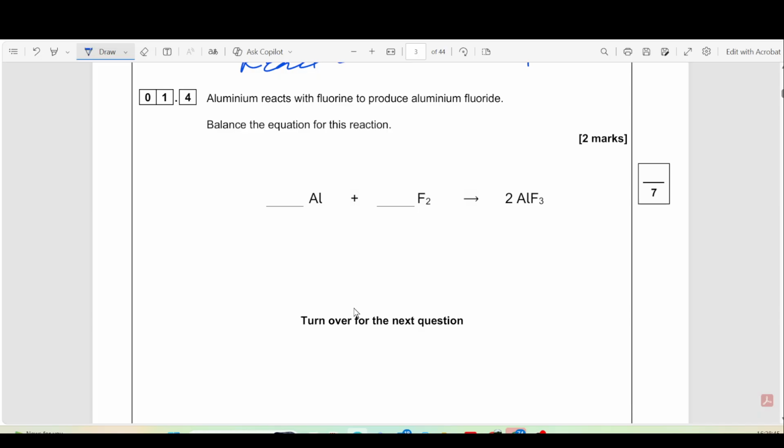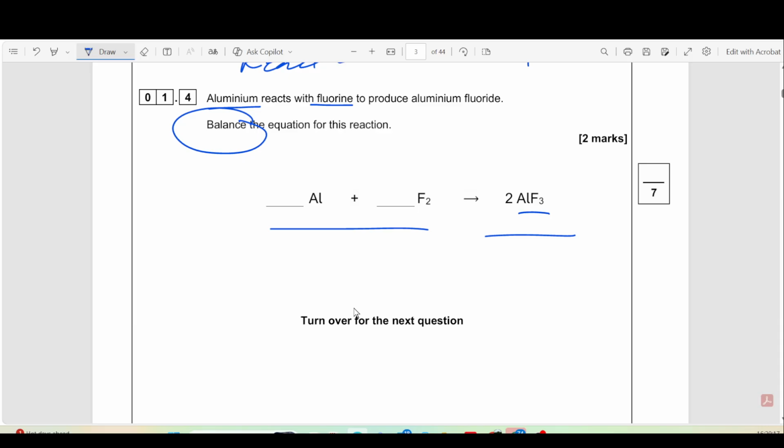Next is aluminium reacts with fluorine to produce aluminium fluoride. Balance the equation for this reaction. So the aluminium symbol is Al, the fluorine symbol is F, and it is giving aluminium fluoride. The reaction is given, we have to balance. Balancing means you need to ensure the number of atoms for each element is the same on both sides of the arrow, the reactant and product sides.